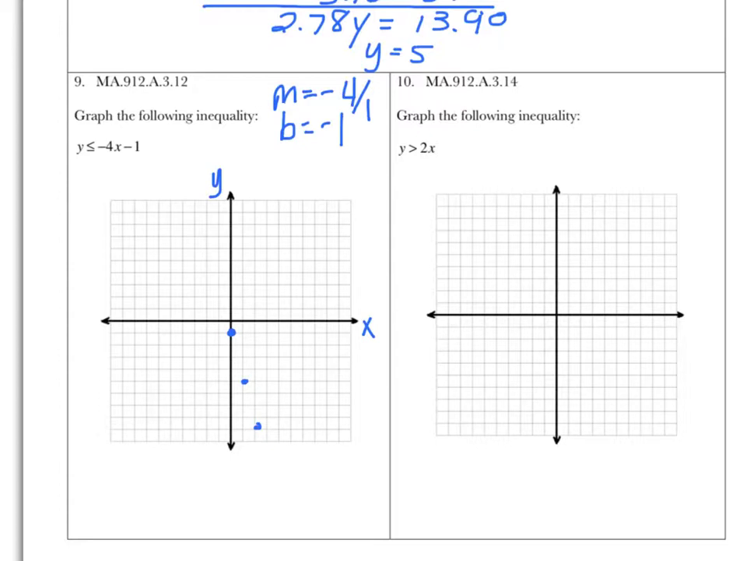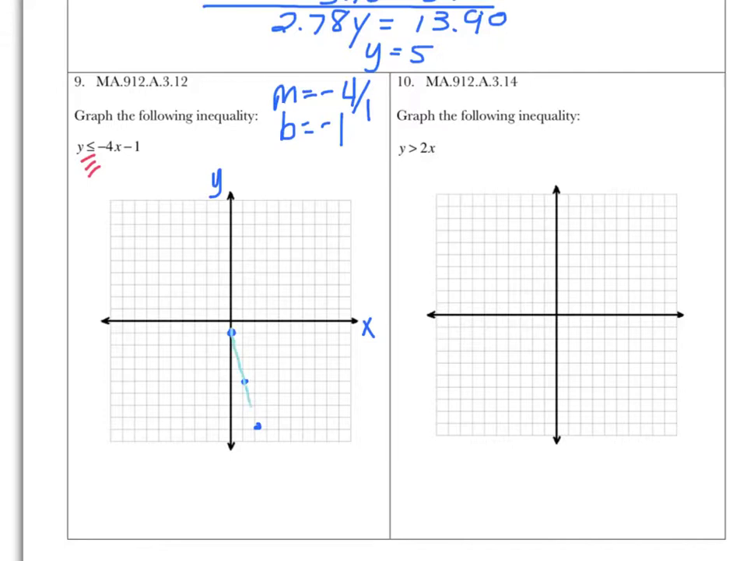So like I said, you would use a straight edge, but you also need to consider, is this going to be a solid or a dotted line? So you're looking at the equation or the inequality symbol itself. Because it has the equal to underneath, it will be a solid line. So you can, I'm using pink. I'll use a different color, blue.